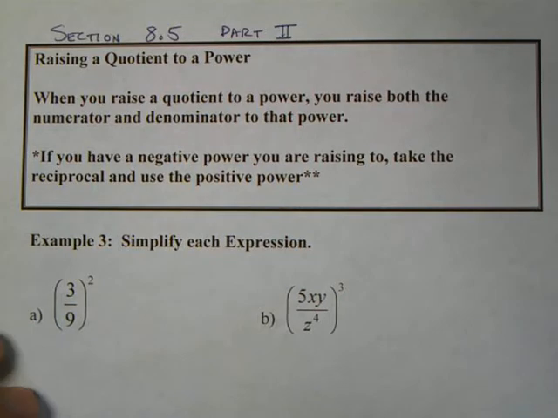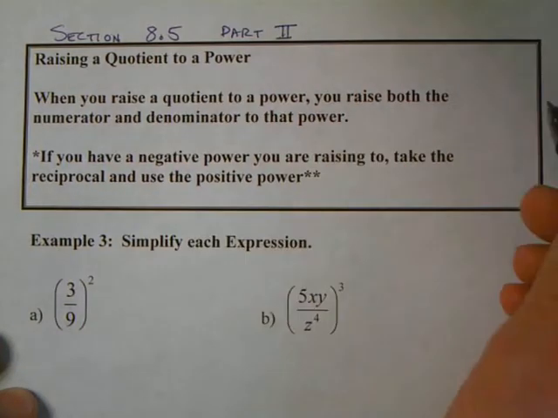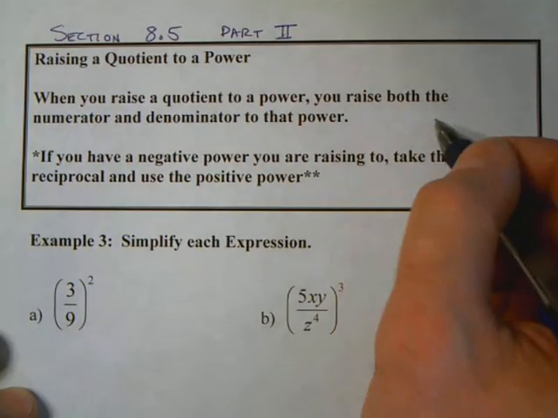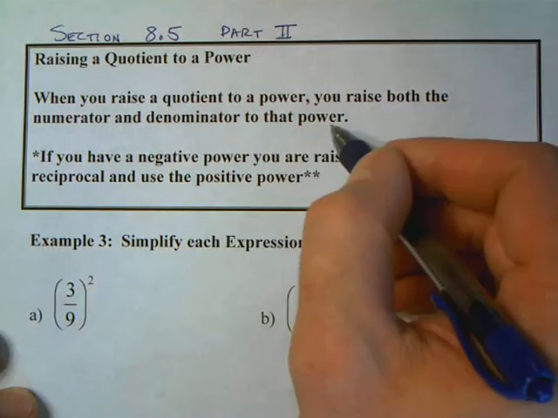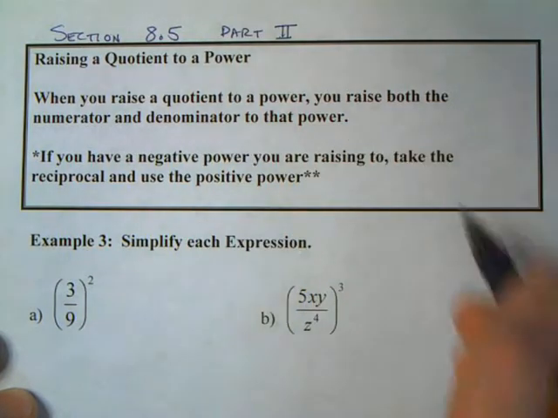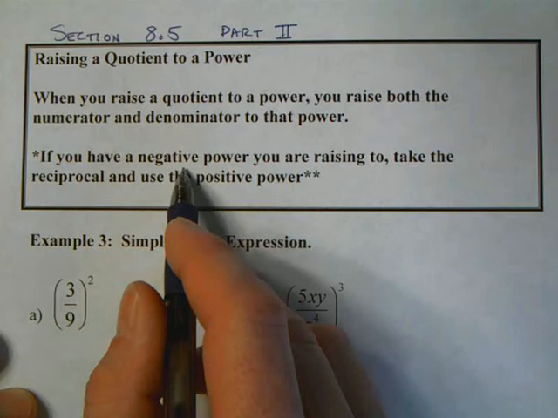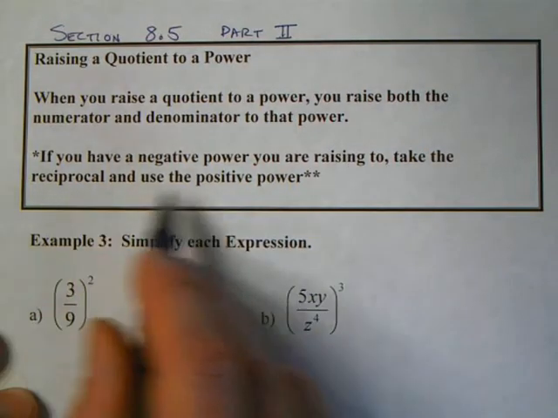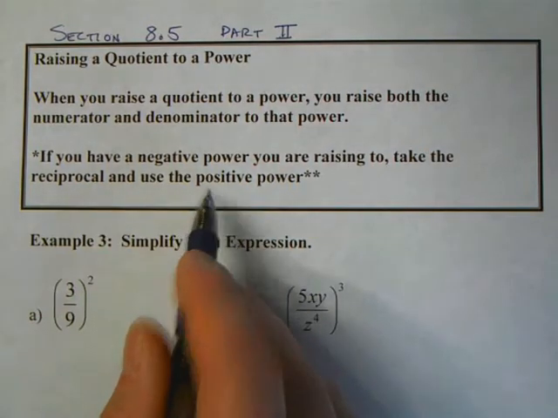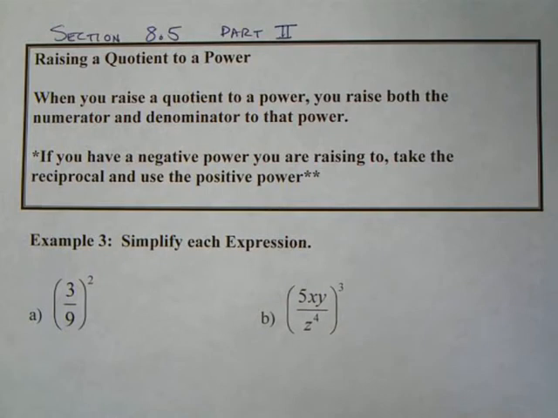This is the second part of section 8.5, part 2. It's called raising a quotient to a power. When you're raising a quotient to a power, you raise both the numerator and denominator to that power. In other words, you distribute it. If you have a negative power we're raising to, we take the reciprocal to the positive power. We'll do some examples like that in just a little bit.